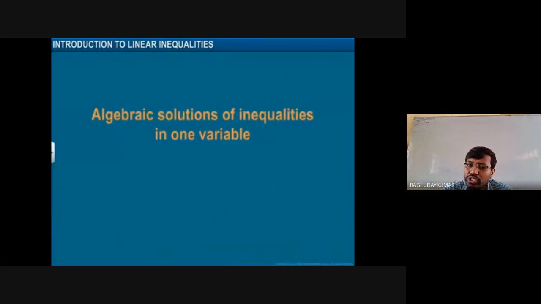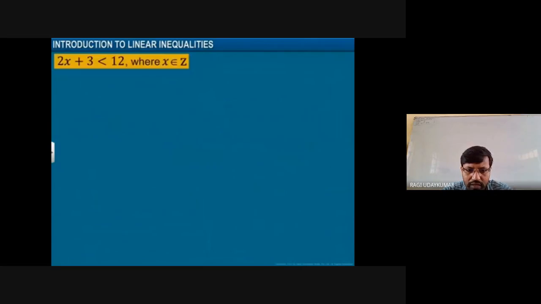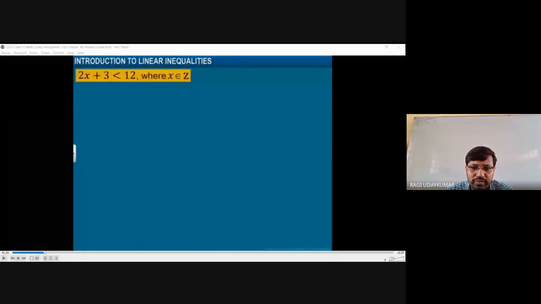So, the algebraic solution of inequalities in one variable. Whenever you take this type, this is one variable, and what will its solution be? Can anyone say what can be the solution of this one?